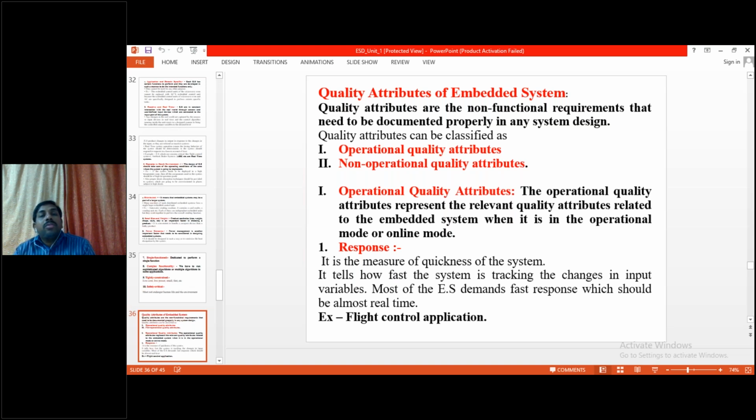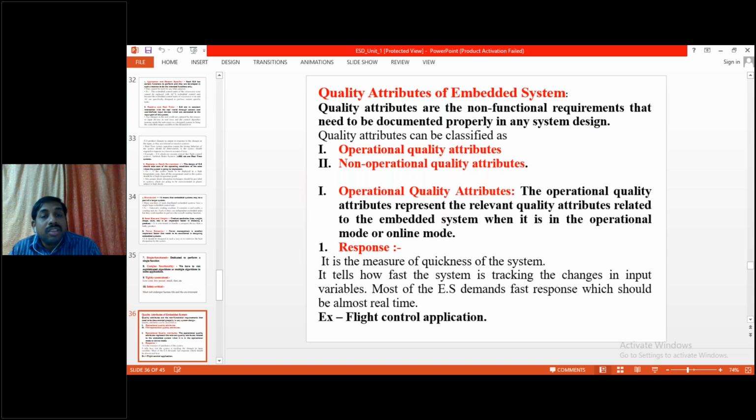What are the quality attributes? These are the non-functional requirements to be documented properly in any system, and they are of two types: operational quality attributes and non-operational quality attributes. Any embedded system we judge based upon the quality attributes only. Operational quality attributes means once the embedded system is in use, in operating mode, we see how it is performing. Its performance is judged by these quality attributes.